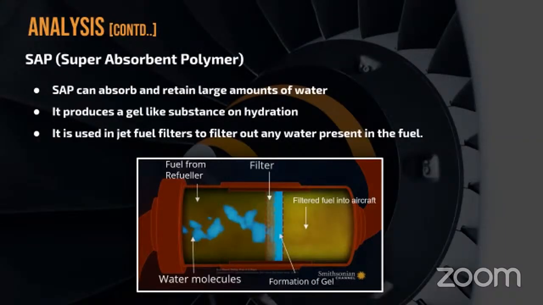The contaminant, that is SAP sphere, is a product of super absorbent polymer used for restricting water molecules from entering the aircraft while refueling. Its working can be shown with the help of the figure. Here, the water present in the fuel is shown by the blue color. As they pass through the filter, the SAP turns them into gel and they get restricted in the filter and clean fuel goes inside the aircraft. Next slide.